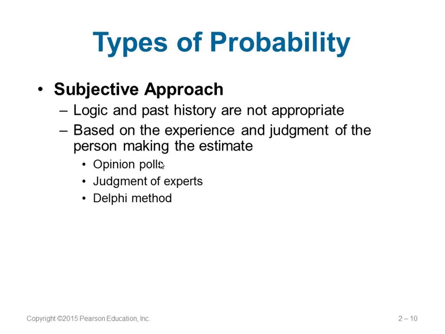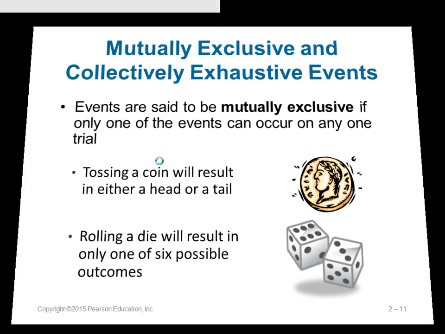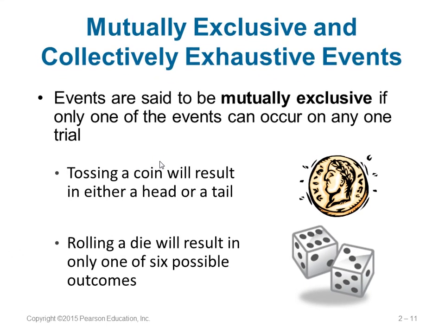And there's another way of finding the probability. Let's say we don't have any past history or records to find out these values. Then we can determine the probability of any event using opinion polls, getting information from experts, or some other methods. In the case of events, there are two important things we need to understand.